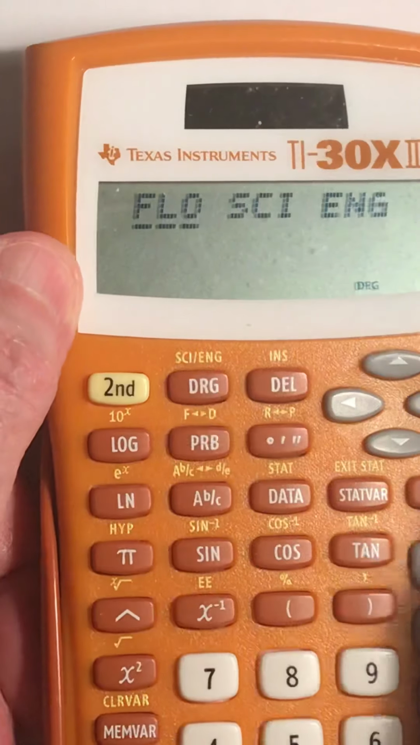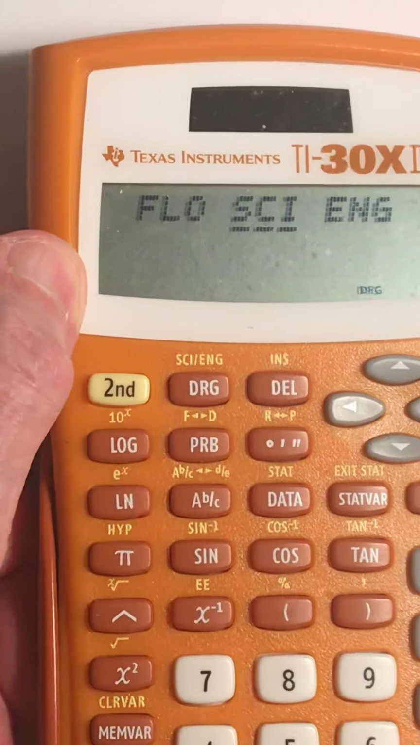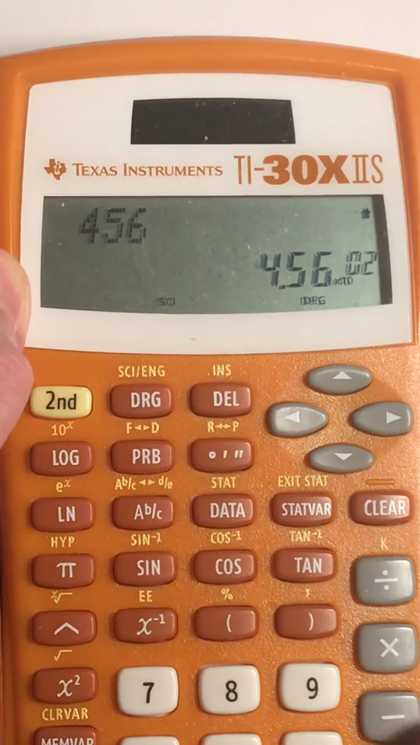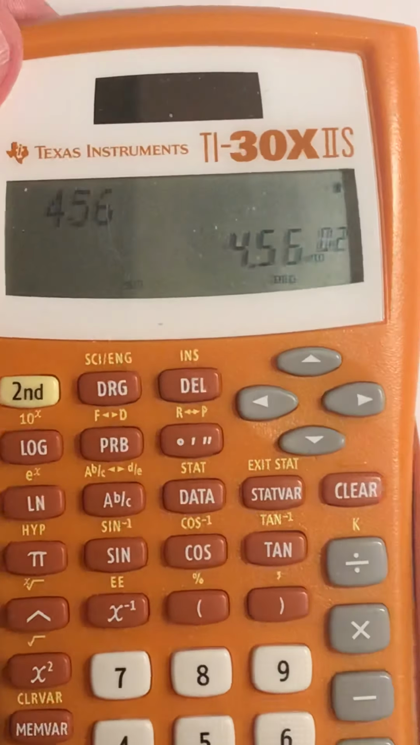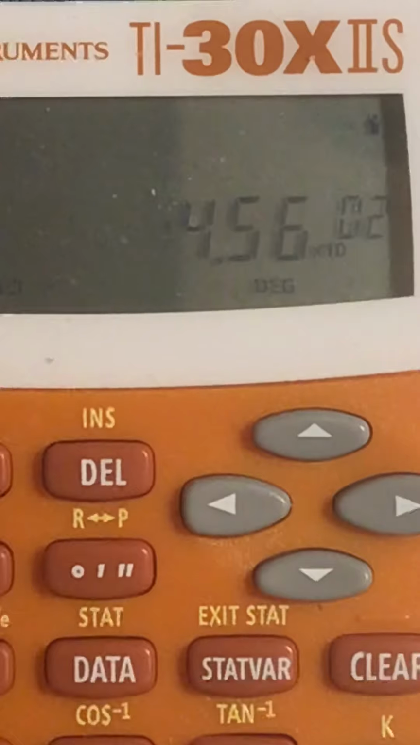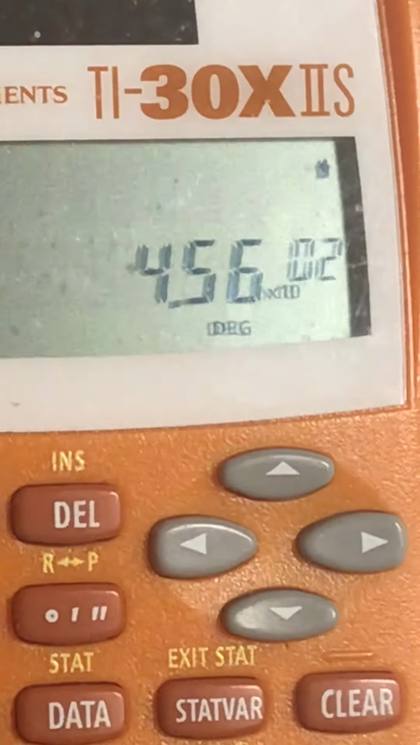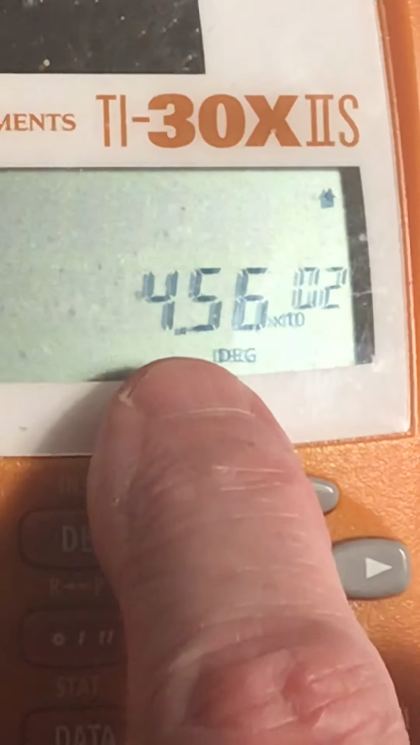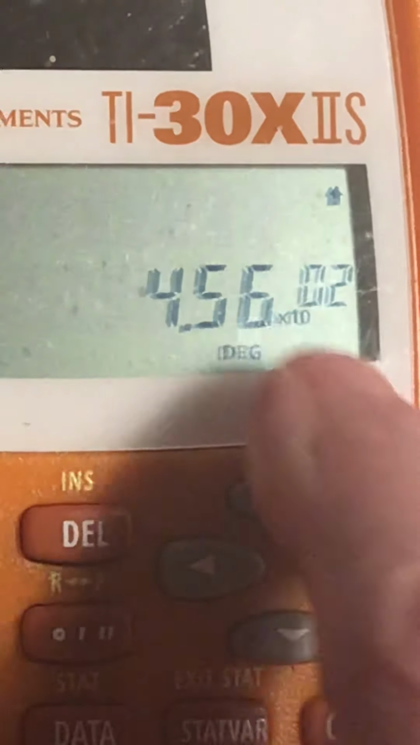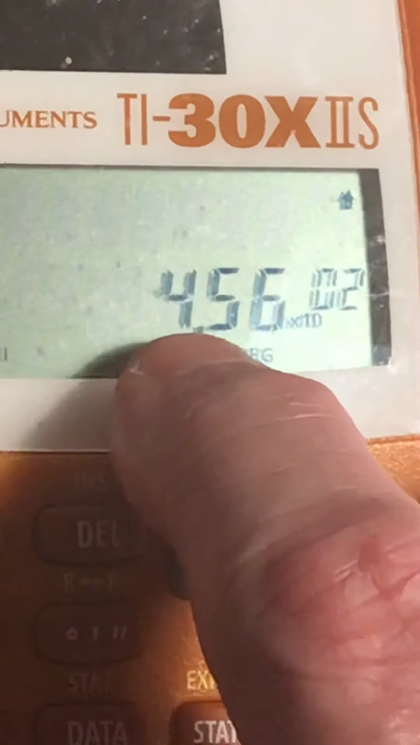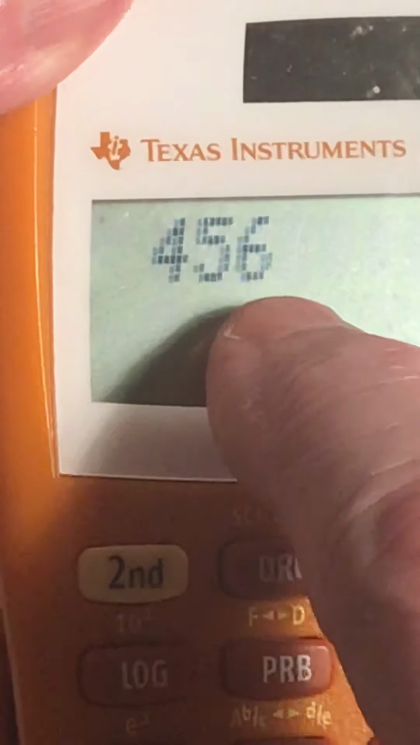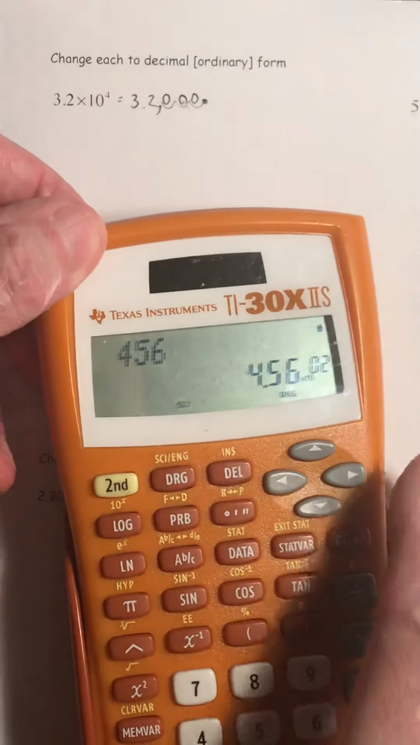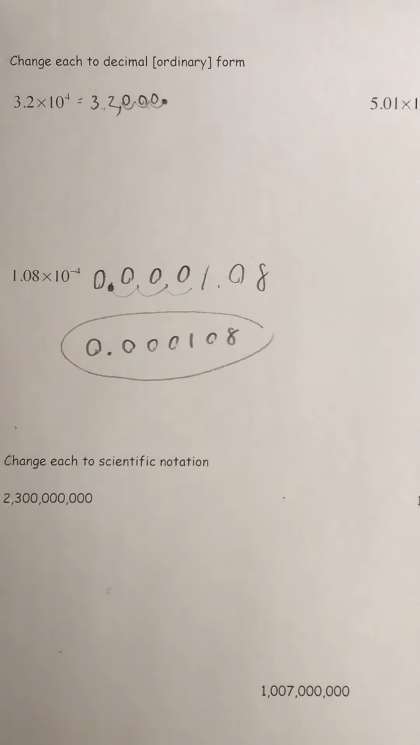If I move it to the middle, scientific, and then there it is in scientific notation. 456, and you can see the 10 is very small on the display, but it's 4.56 times 10 to the second power. The point would go 2 places to the right, and then you'd have the original 456. Now remember, that is a secret. Don't tell the people.